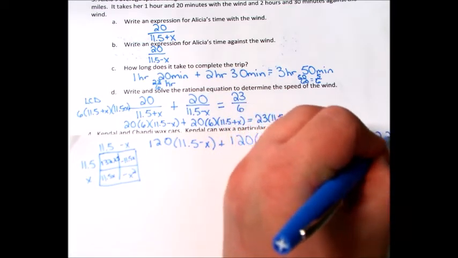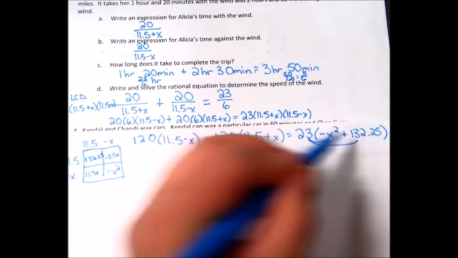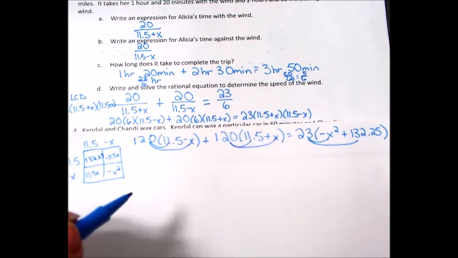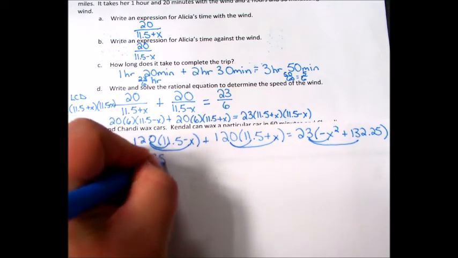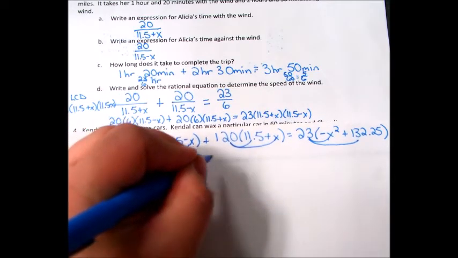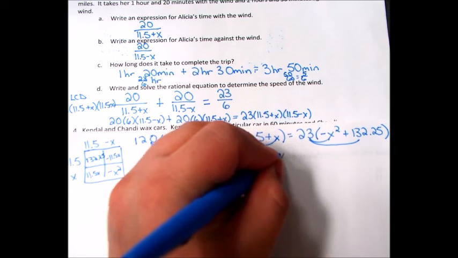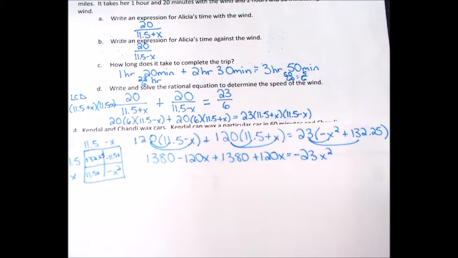Oops. And now I can distribute. So I'm going to distribute the 23 to both of those. I'm going to distribute the 120 to both of these. So I get 120 times 11.5, 1,380 minus 120x, 1,380 plus 120x equals negative 23x squared, and 23 times 132.25 gives me 3,041.75.